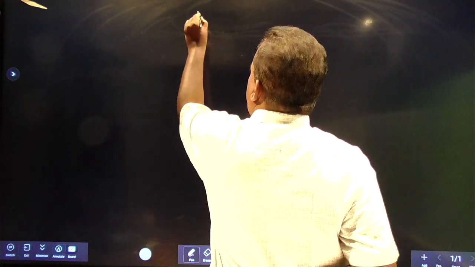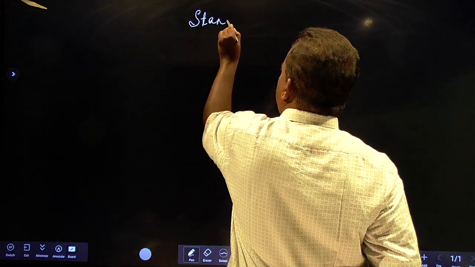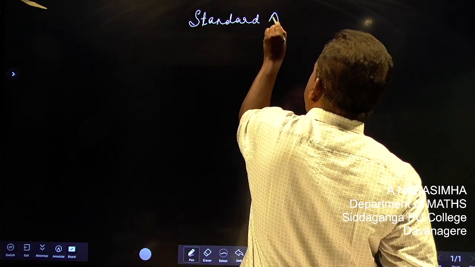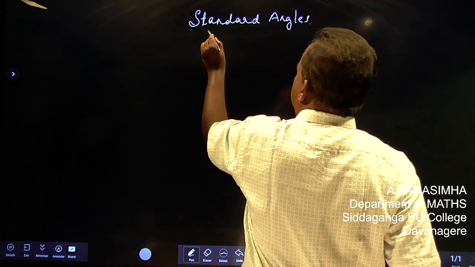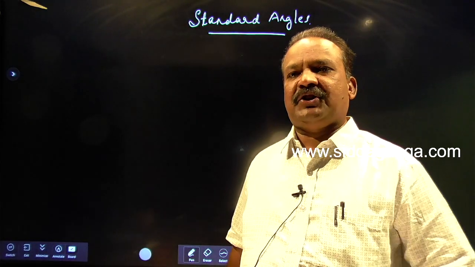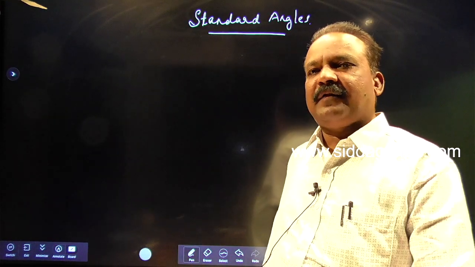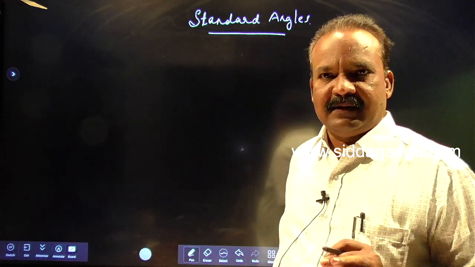Good afternoon, students. Today let us discuss the standard angles. What are these standard angles? The angles which lie in the first quadrant, that too some angles which lie in the first quadrant, are considered to be the standard angles.